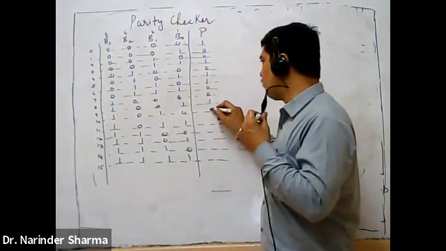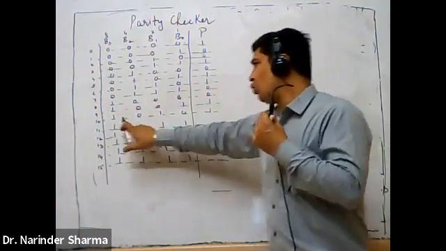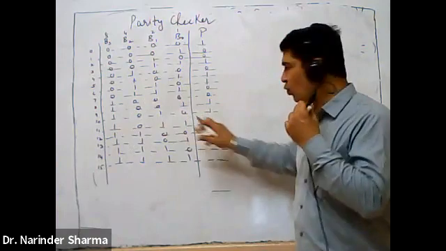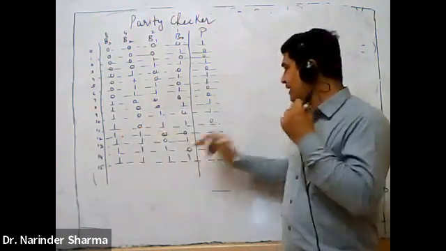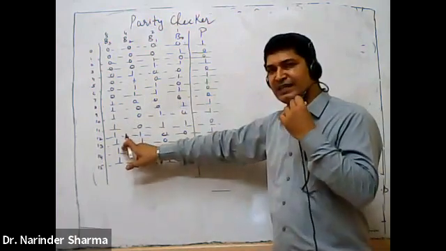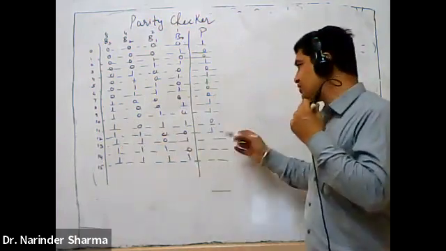In 10, there are 2 ones. Write 1. In 11, 1, 2, 3. 3 means odd ones. Write 0. In 12, there are 2 ones. Write here 1. In 13, there are 1, 2, 3. 3 ones means odd ones.